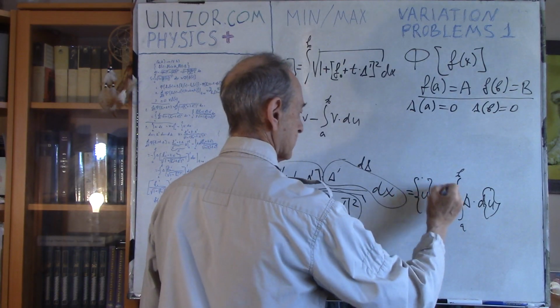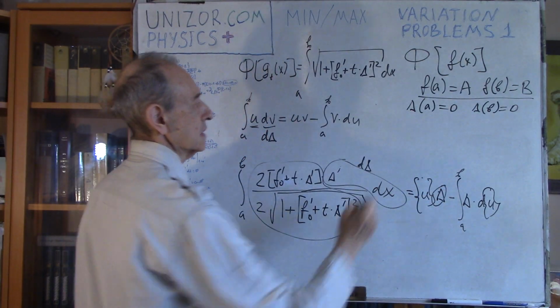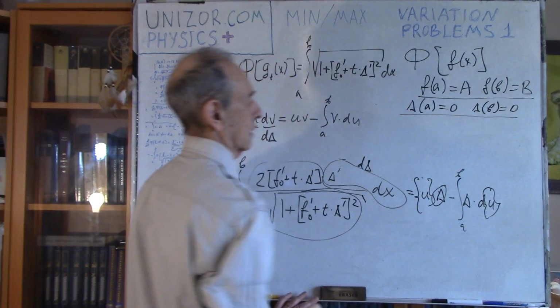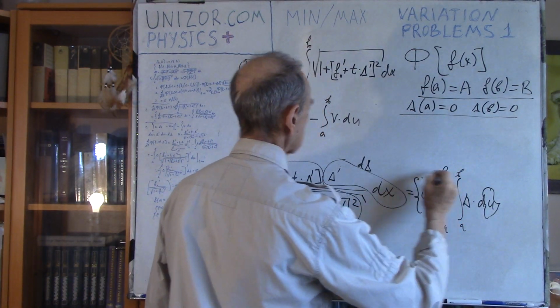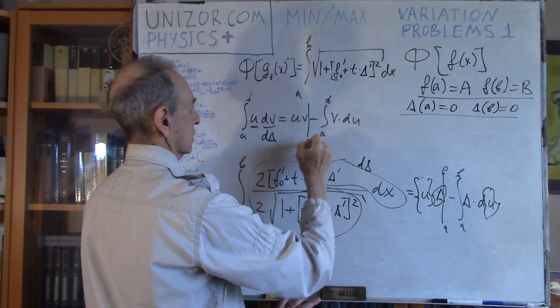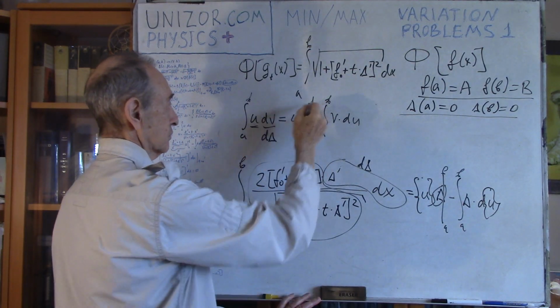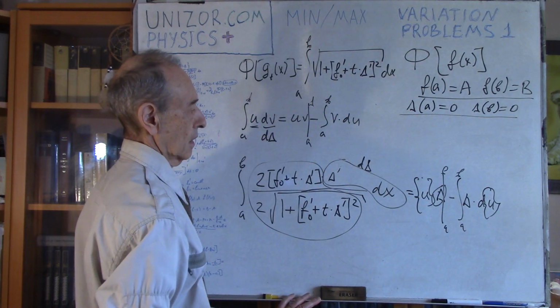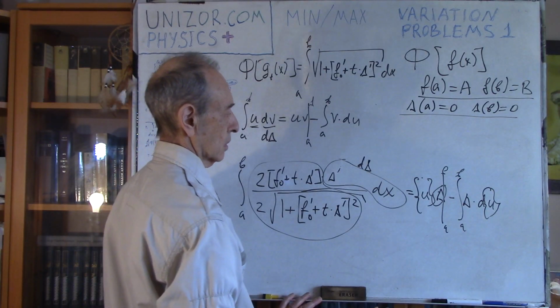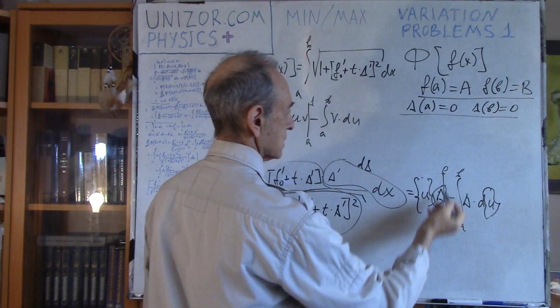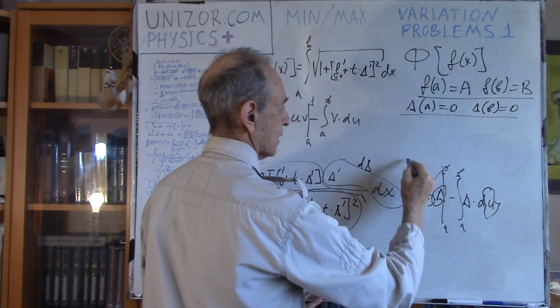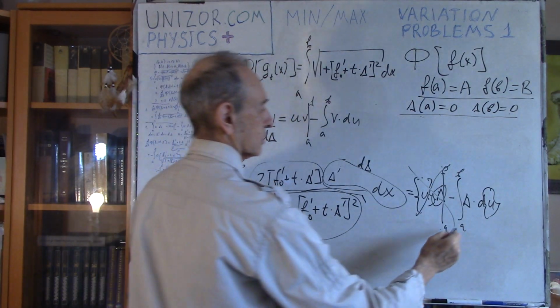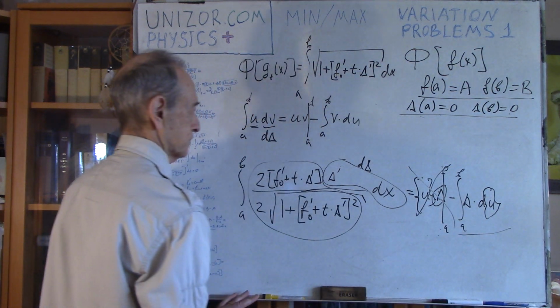Now look at this. Delta, so I have to put this from a to b, right? Which I did not put at a to b. The value at b minus the value at a. Since delta is 0 at a and b, the whole thing goes to 0. And what remains is this one.